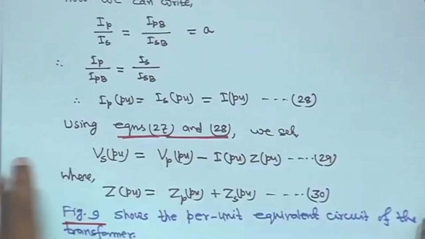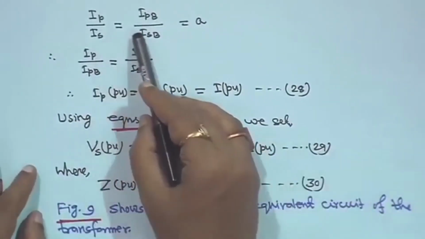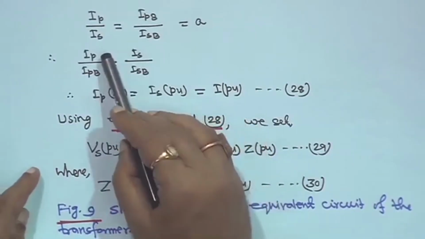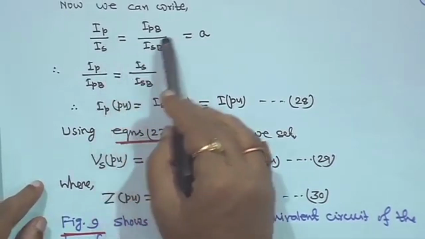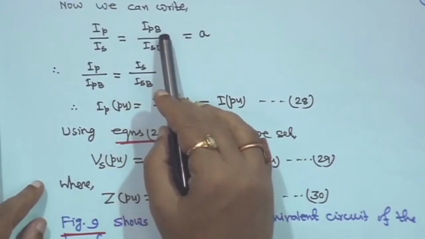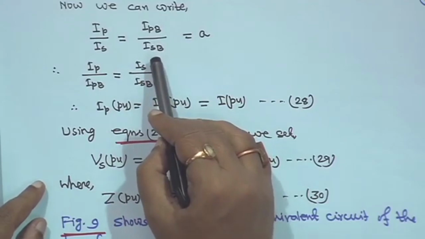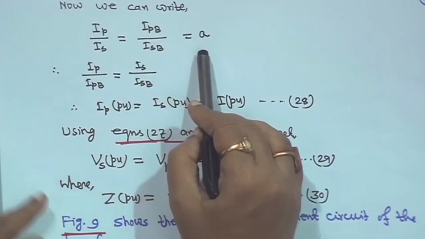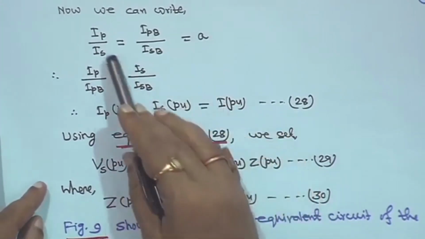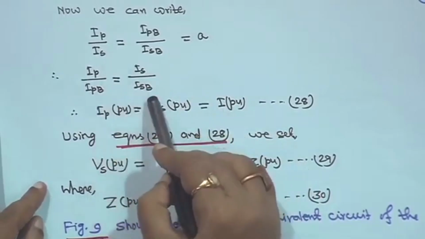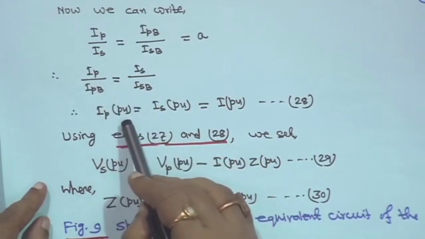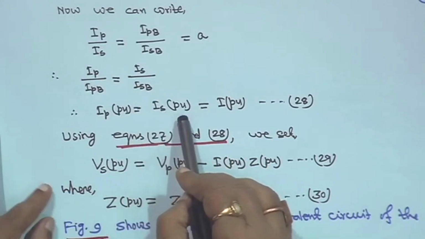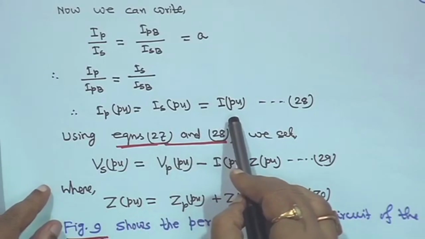Next is, now we can write that IP upon IS is equal to IPB upon ISB. This also earlier we have told that the ratio of primary to secondary current is equal to the ratio of primary side base current to secondary side base current is equal to A. This we have discussed earlier. Therefore, IP upon IPB is equal to IS upon ISB. Primary side IP upon IPB is IP per unit, which is equal to secondary side IS per unit, assume I per unit.